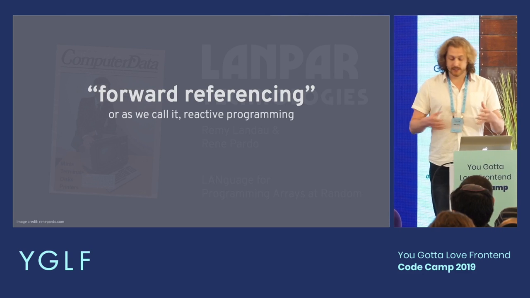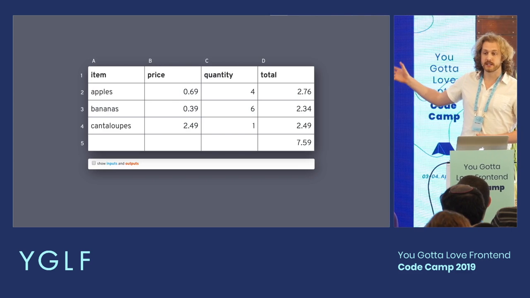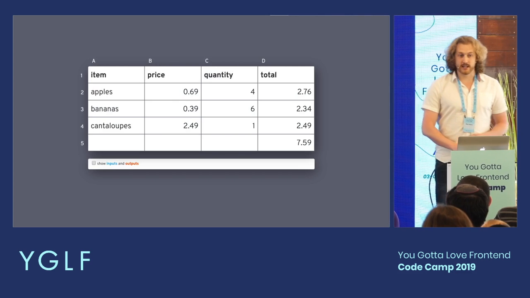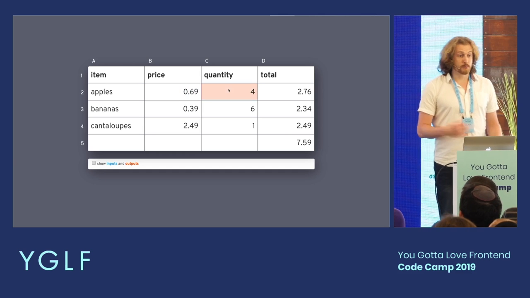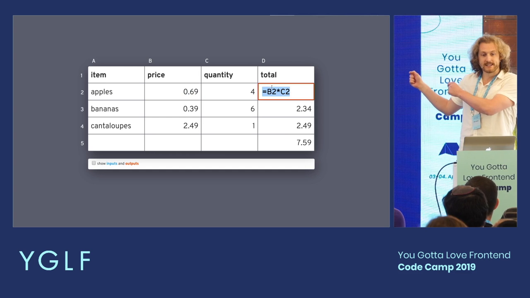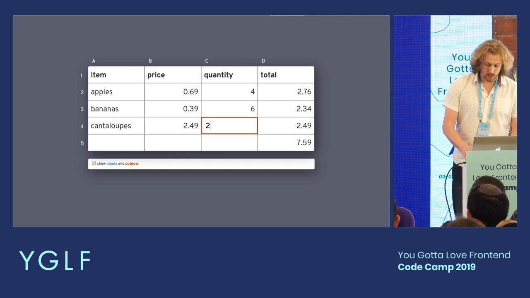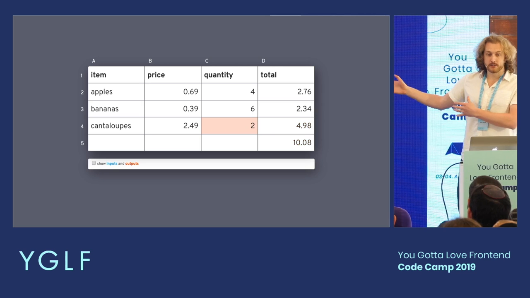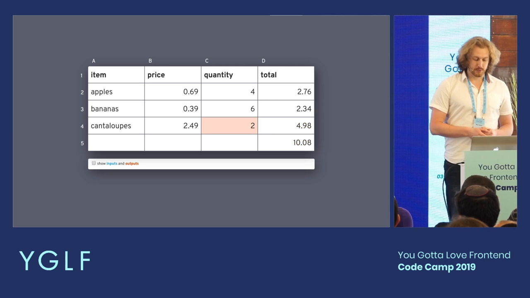And you've all experienced this, but I'm going to show you anyway. I have a spreadsheet here that tracks my fruit purchasing habits, and in columns B and C, I have some values. I've got some prices, and I've got some quantities. In column D, I've got something more interesting. I've got formulas. The values of these cells are derived from the values of other cells, which means that if I buy another cantaloupe, the spreadsheet updates automatically. The subtotal and the total update to reflect the new inputs.